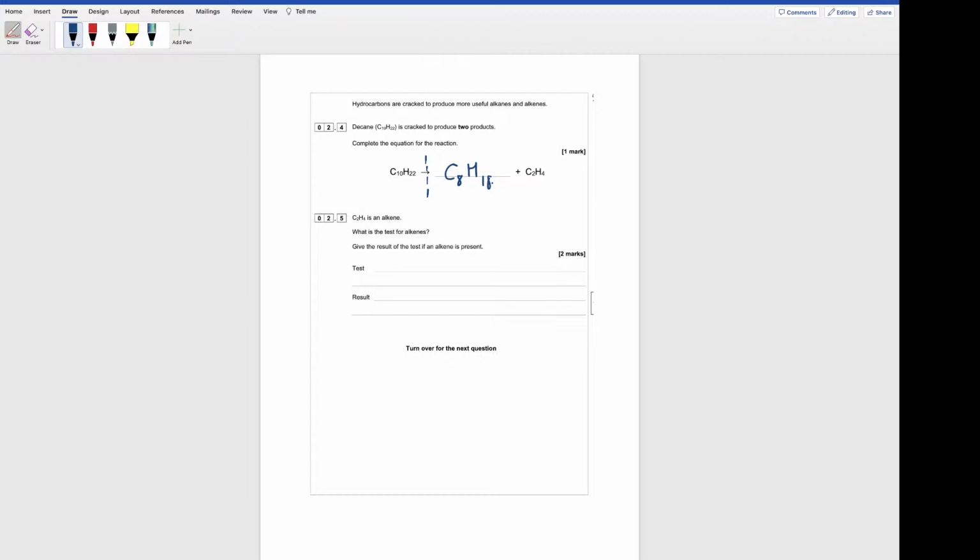Question 2.5 says C2H4 is an alkene. What is the test for alkenes? Give the result of the test if an alkene is present. Well, this is more of a memory task. There's nothing clever here. There's no way to work it out other than just knowing that the test is bromine water. If I add bromine water to an alkane and an alkene, what happens if I have an alkene present is that the bromine water decolorizes. It goes from orange to colorless.